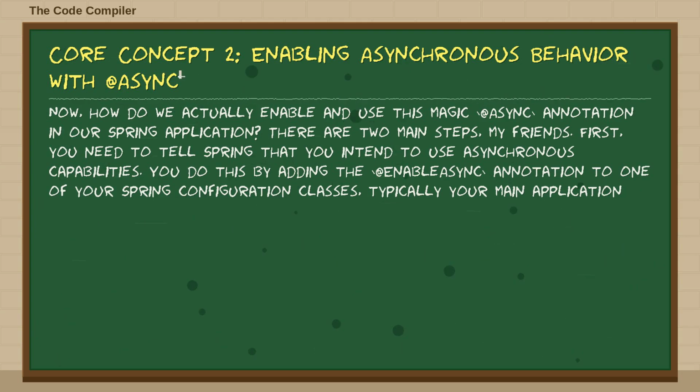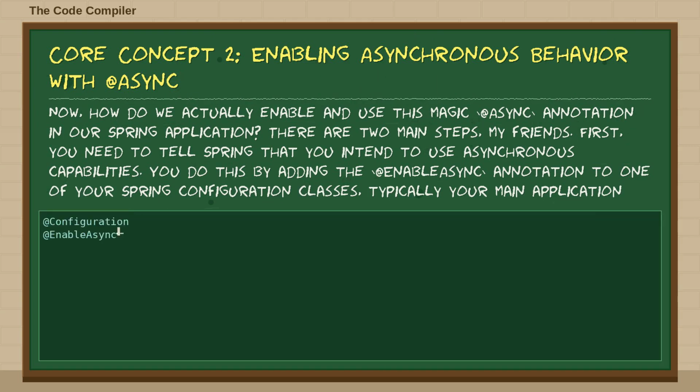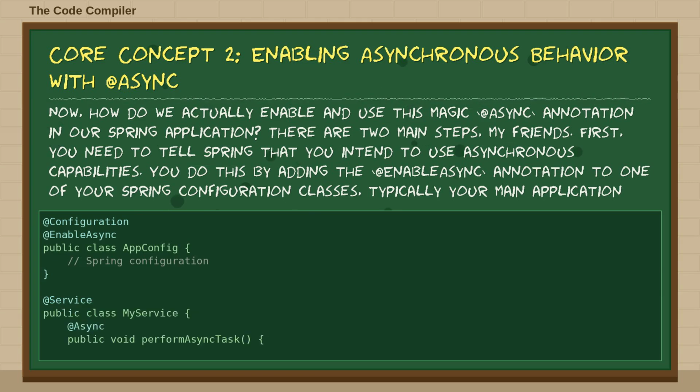Second, to make a specific method run asynchronously, you simply annotate that method with @Async. When this @Async method is called, Spring intercepts the call and executes it in a separate thread from its managed thread pool. Remember, for @Async to work, the method must be public and it must be called from a different Spring managed component, not from within the same object, which is a common mistake we will discuss later.